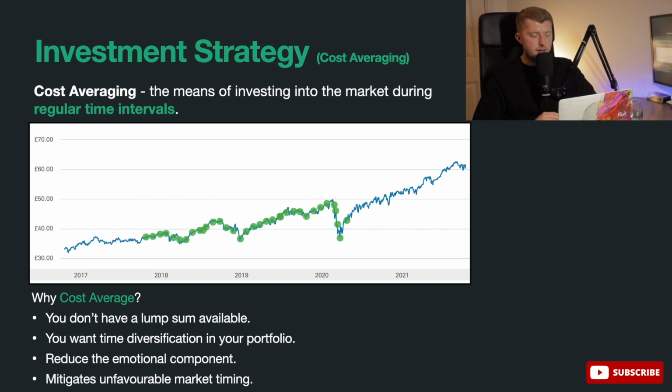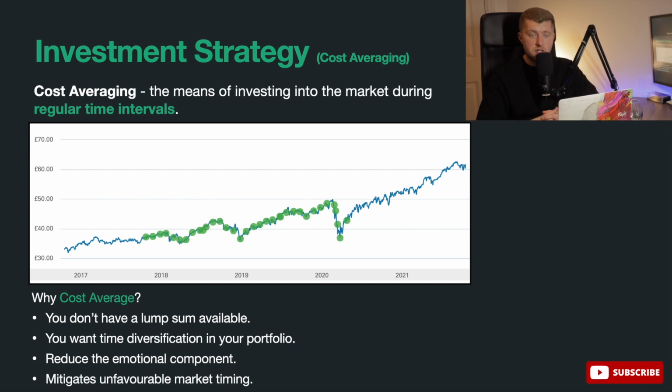So because of that, what I next wanted to touch upon is cost averaging into the market, which is a simple alternative. It's the investment strategy which I personally use. In essence, it's a means of investing into the market during regular time intervals. What you can see is the green dots provide a visual representation of all of the investments which I made over on my Vanguard account. So you can see over the course of a 2 or 3 year period, I just regularly invested into the market every single month and grew that portfolio over time.